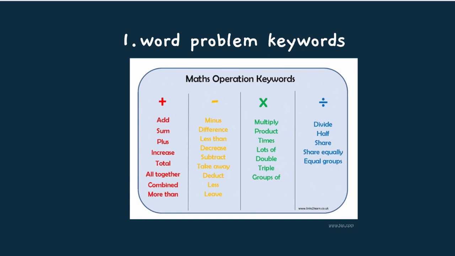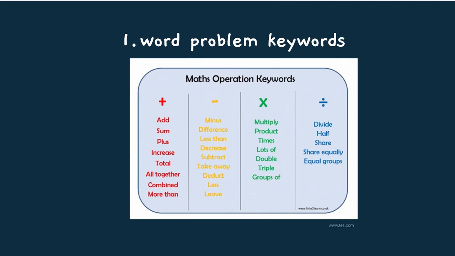This one is a very, super important thing in the GED math because in GED math, 90% are word problems. So you need to know the meanings of the words in the operations keywords. For example, plus. What are the words that mean plus? Add, sum, plus, increase, total, altogether, combine, more than.